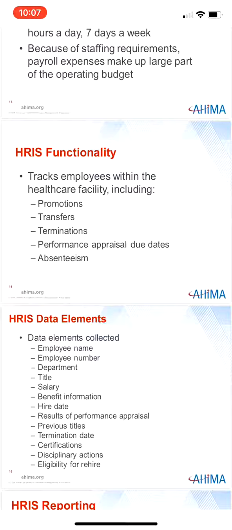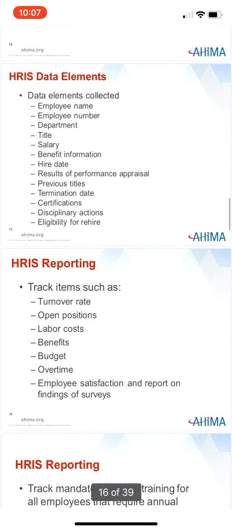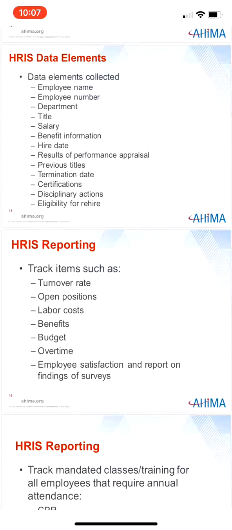The individual data elements collected include the employee name, the employee number, department, title, salary, benefit information, hire date, results of performance appraisal, previous titles, termination date, certifications, disciplinary actions, and eligibility for rehire. These elements and other data are used to create a permanent record for the healthcare facility. Dropping down on page 113, reporting is an important part of the Human Resources Information System.